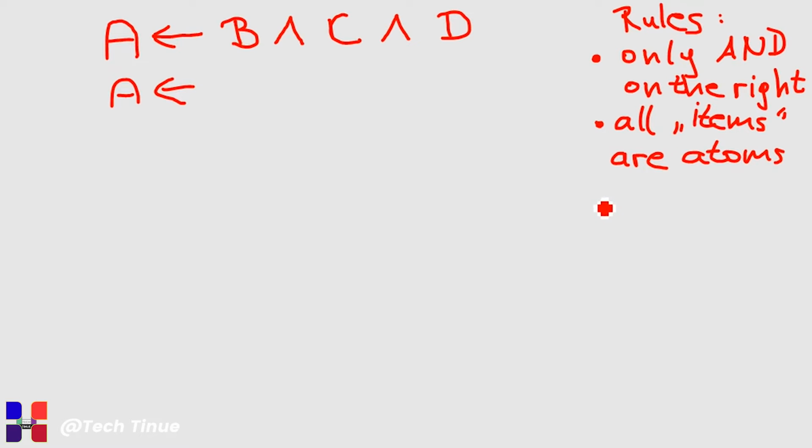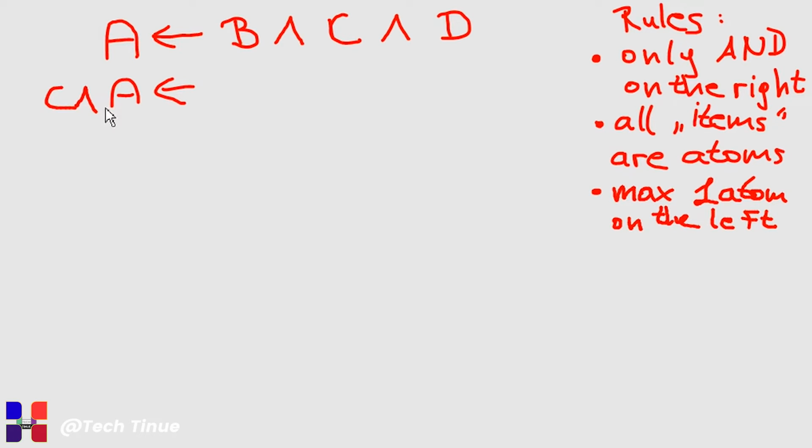This is rule number 2. Rule number 3, and this is maybe the most important rule actually. On the left side here, there is only one atom, or being more precise, at the maximum, one atom. What does it mean? We cannot have something like this, because it's 2 atoms on the left side. We only want 1 atom on the left side. And a very easy rule is the arrow always goes in this direction. It's always this direction. We don't have this kind of arrow anymore.